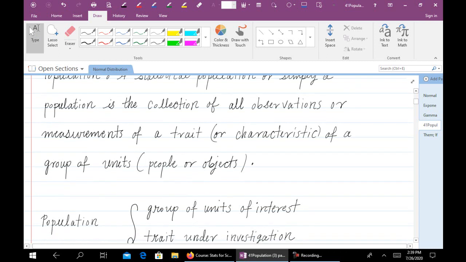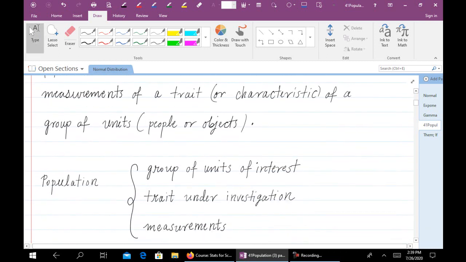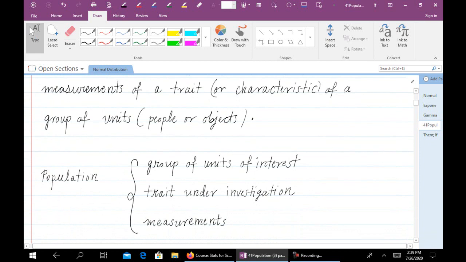So when we have a population, what we mean is that for a population there is a group of units of interest. So this is a group of people, of objects, and then a trait or a characteristic of that group would be under investigation, and then you have measurements of that trait. And so the collection of all measurements is the population.